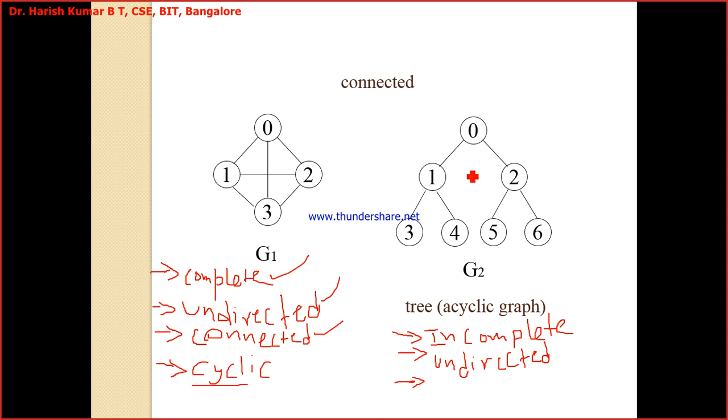Is it a connected graph? Yes, sir. It's a connected graph. Why is it a connected graph? Because between every pair of distinct vertices there is a path. So a path doesn't mean the direct path. A path can have a sequence of vertices, correct? So 0 to 4, yes, there is a path. 0 to 3, there is a path. Okay, so it is connected.